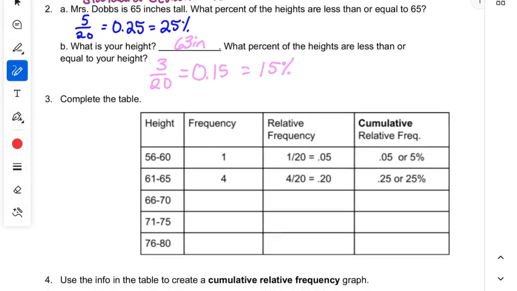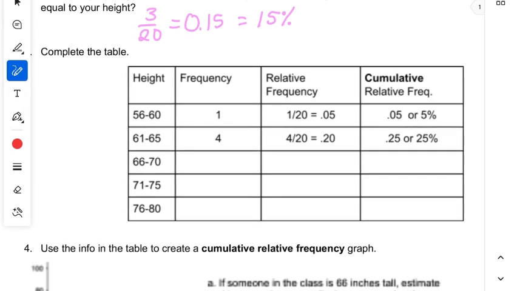Okay, let's complete the table. We're going to use that dot plot to help us complete this table. We have 56 to 60 is 1. The relative frequency is 0.05 or 5%. Cumulative relative frequency is whenever you add up all the previous, so at or below, less than or equal to. 61 to 65, there's 4, which is 20%.